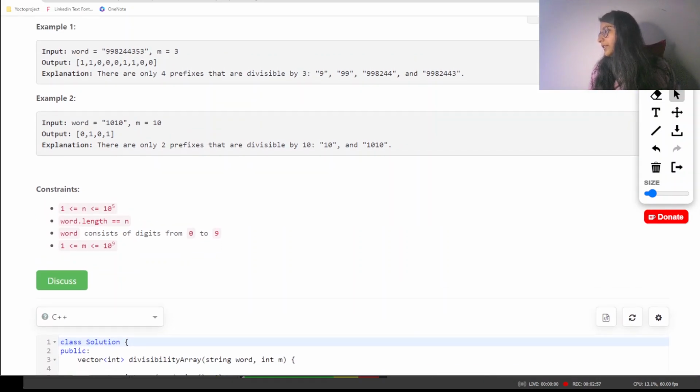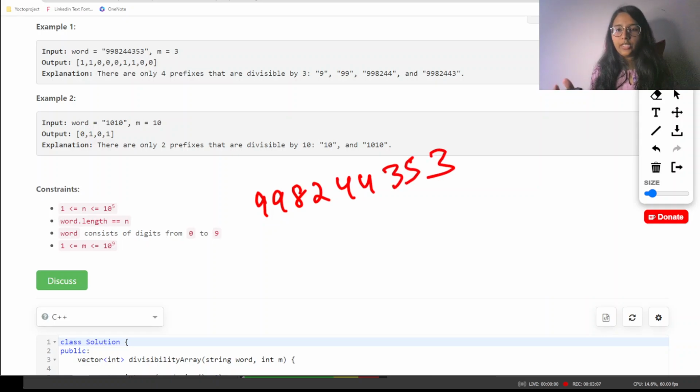So let us first take this example, 9982444353. What we will be doing here is taking the first character and then doing modulo with this particular 3 and checking whether it is divisible or not. But when it comes to the next 9, whatever remainder we previously had, we will multiply with 10, add this new character to the same, and then do the modulo.